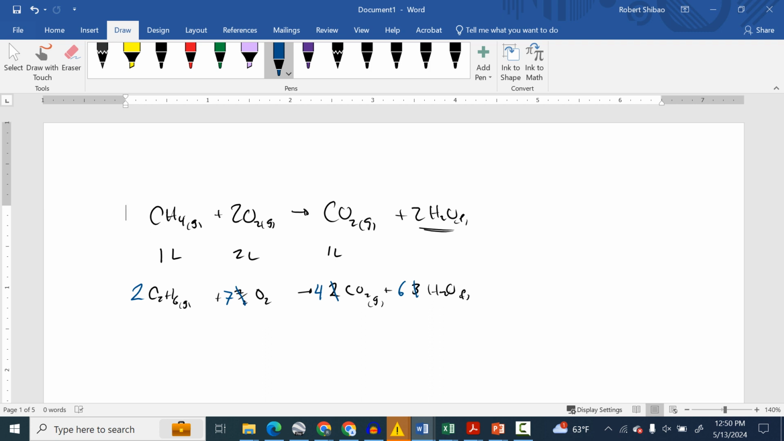I'm going to do the same thing up here. I'm going to double everything here. So if I double everything, that's going to be 2 liters here, this will be 4 liters here, and I'll get 2 liters here. So if I take 2 liters of ethane, how many liters of CO2 do I get? 4 liters of CO2.